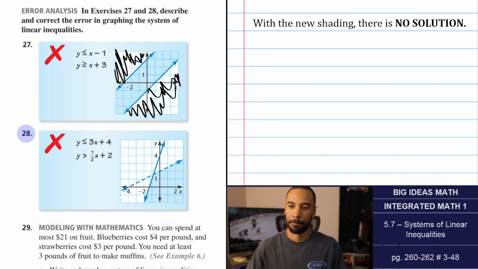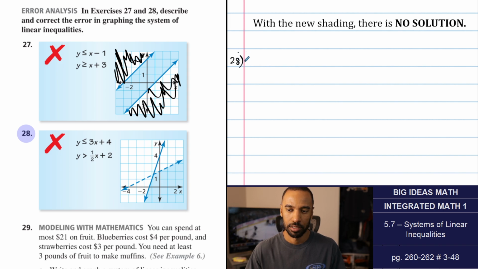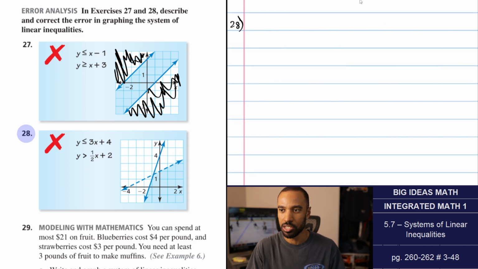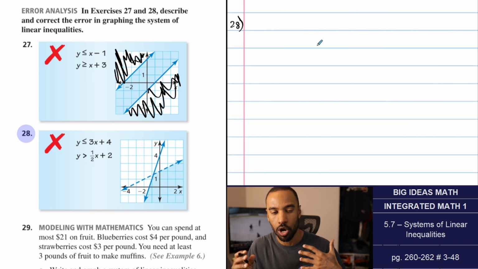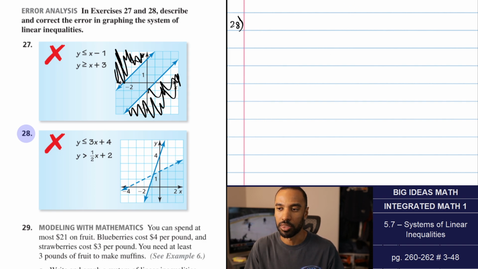Number 28. Let's see how they wronged us here. All right, y is less than or equal to 3x plus 4 actually looks legit. That slope of 3, y-intercept of 4, solid line, and shaded underneath is all good. Y is greater than 1/2 x plus 2. That's a 2 right there, slope of 1/2, and it's dashed, but they shaded below. So they should have shaded above the second one, which does kind of completely change the outlook of the overlapping shaded region, which is the part that I'll fix.